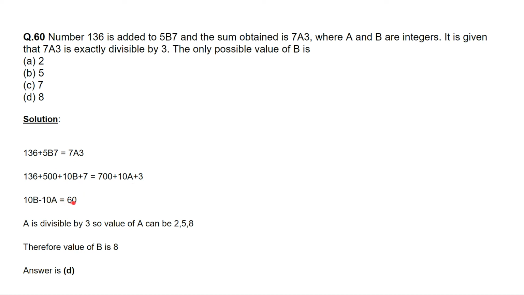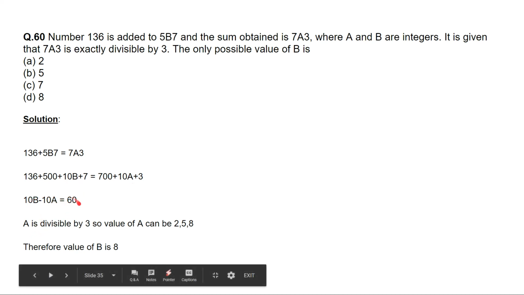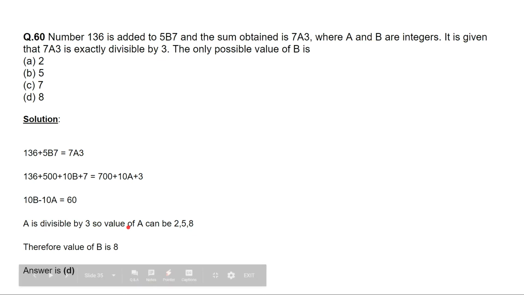Now this is at the hundreds place, this is at the tens place, and this is at the unit place. So 500 plus 10b plus 7, same thing as what we do here. 10b minus 10a, we are getting 60. This equation we are getting now.